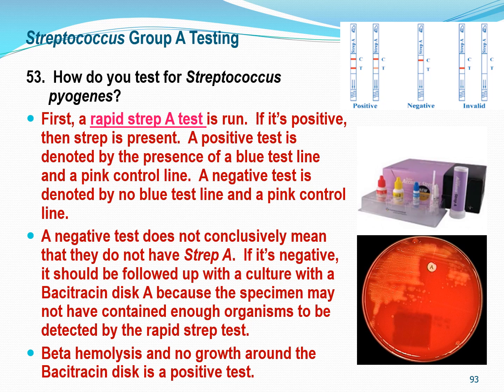Streptococcus group A testing, right? So how do we test for Streptococcus pyogenes? First, a rapid strep A test is run. If it is positive, then strep is present. A positive test is denoted by the presence of a blue line and a pink control line. A negative test is denoted by no blue test line and a pink control line.